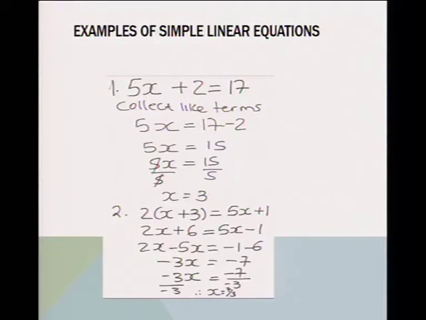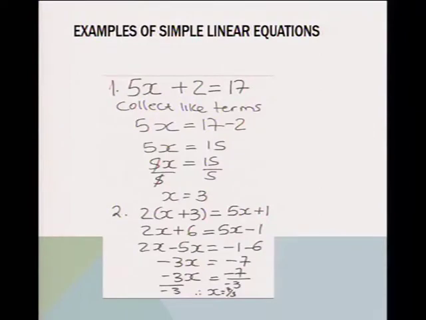In the second one, we have 2, which is multiplied by the bracket, and is equal to 5x plus 1. Now we have to open up the bracket. That 2 multiplies everything that is in the bracket. Then we are going to say 2 multiplied by x is 2x, 2 multiplied by 3 is 6. Then the right hand side is 5x minus 1.